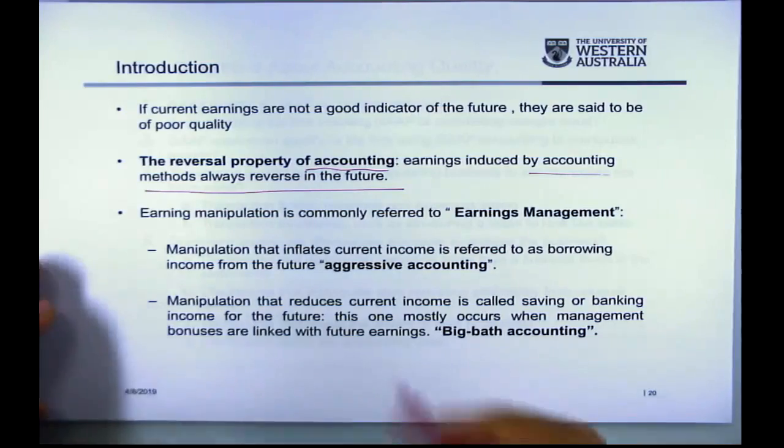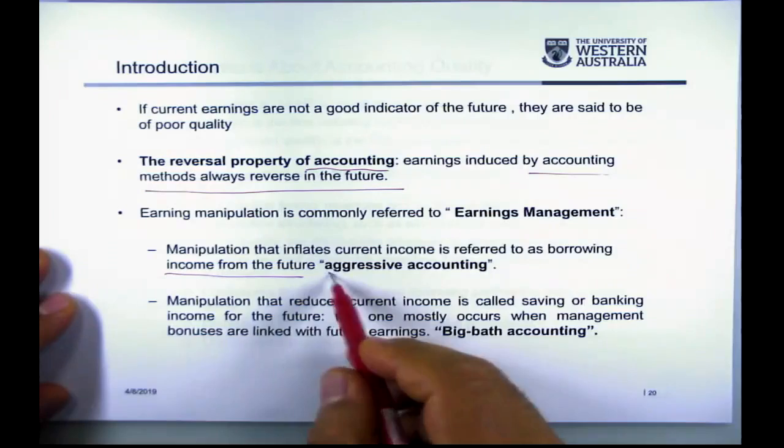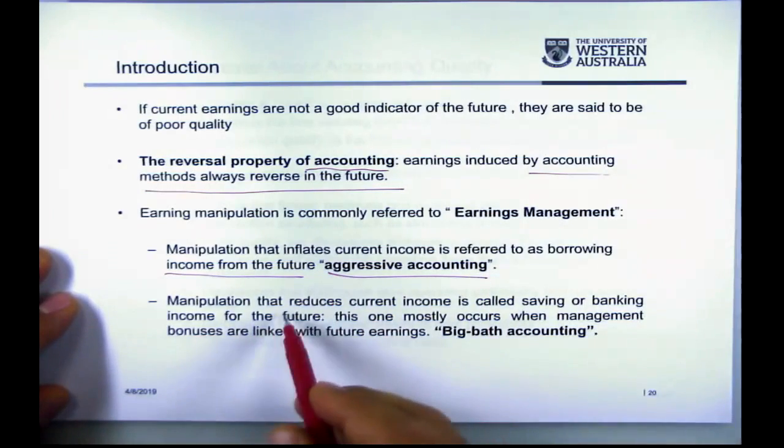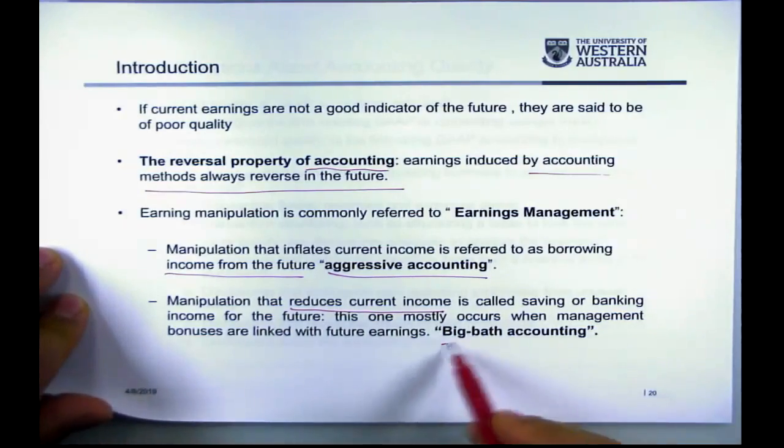Manipulation that inflates current income is referred to as borrowing income from the future or aggressive accounting. Manipulation that reduces current income in order to inflate the future income is called big bath accounting.